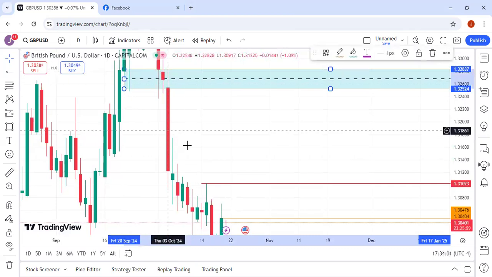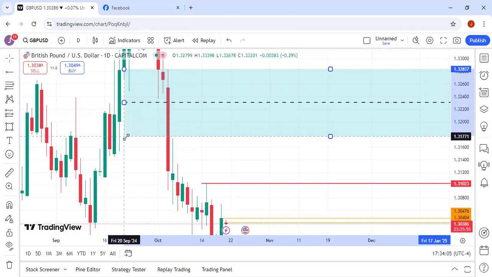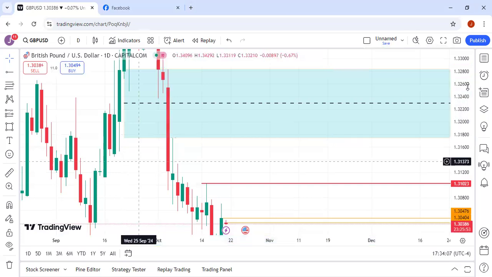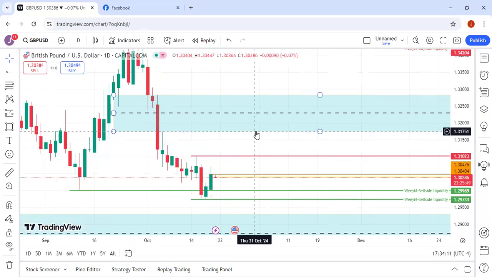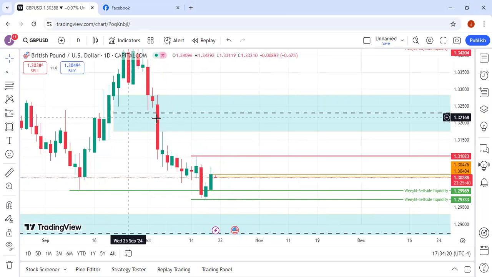If there had not been a fair value gap here, we could have said, okay, we leave it like this. But there's a fair value gap, so we have to attach it to the fair value gap. And most of the time, if we're to target this fair value gap, the first target should be the first part of the fair value gap, and then the middle point, and then the upper point. So that is how we're going to do this one.